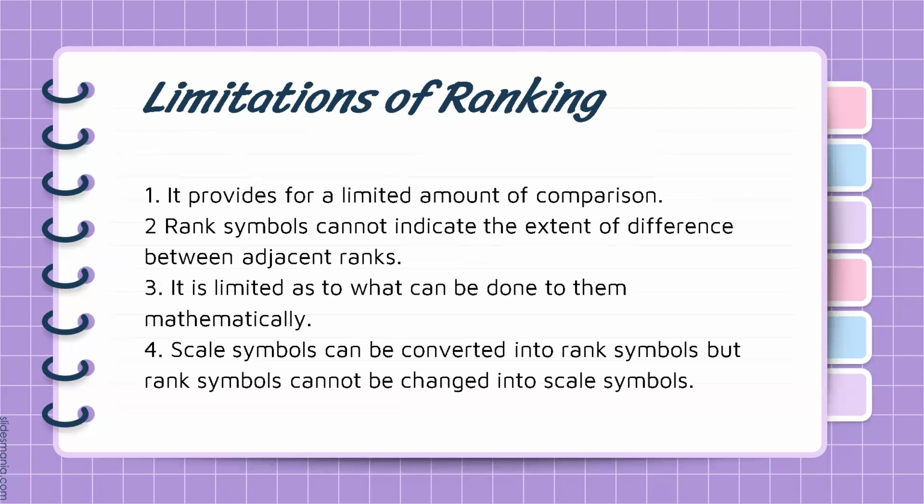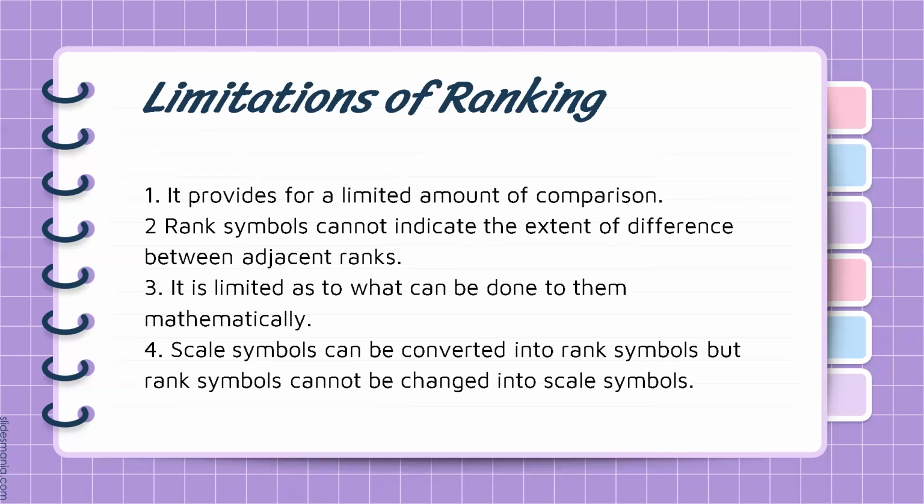And what are the limitations of ranking? First one, it provides for a limited amount of comparison. So rank is only based on the given data such as scores or grades. Second, rank symbols cannot indicate the extent of difference between adjacent ranks. So for example, we cannot say that the extent of difference between ranks 1 and 2 is the same as the ranks 2 and 3.